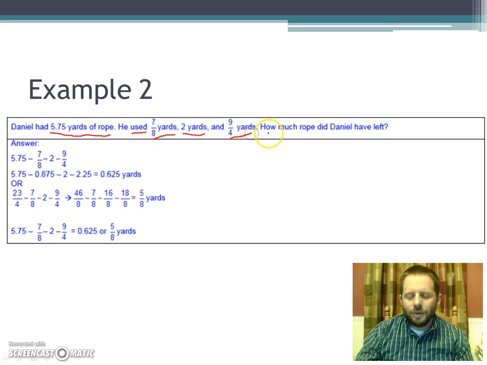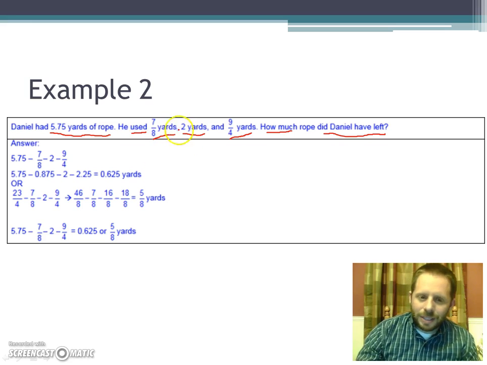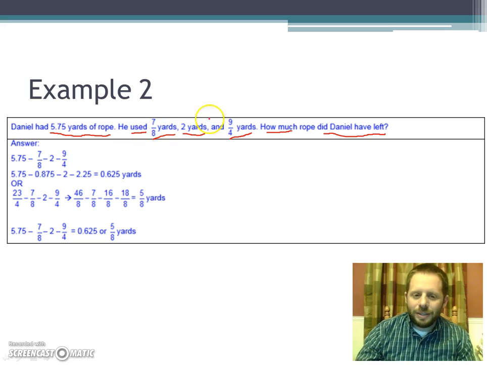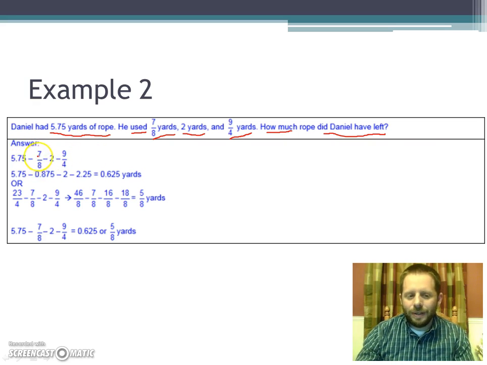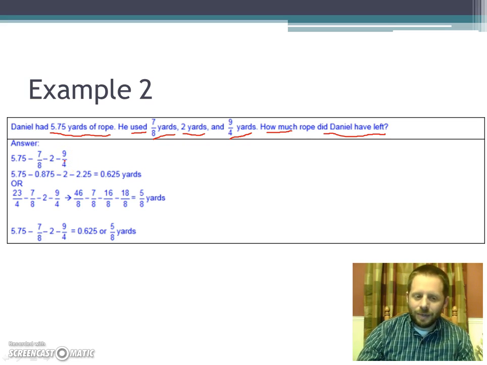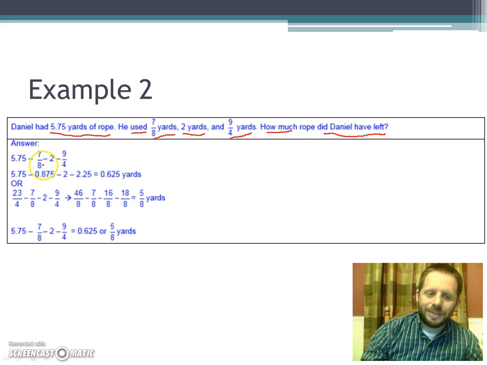Okay, so if the question says how much did he have left, then that means they're wanting us to subtract what he used from what he started with, right? So again, we set up the problem like this. 5.75, we're taking away 7/8, and we're taking away the 2, and we're taking away the 9/4. Now again, originally that would be a little tough to do. So step 1 would be get them all in the same form.